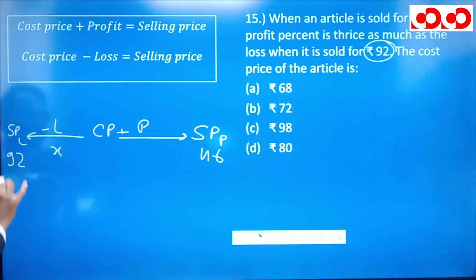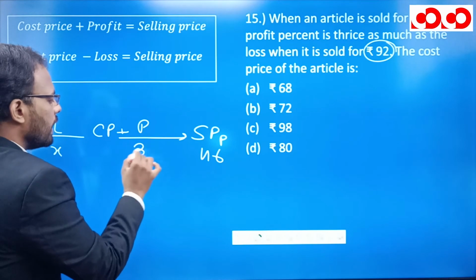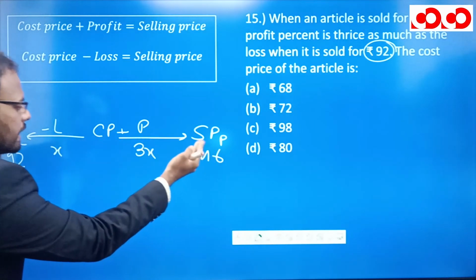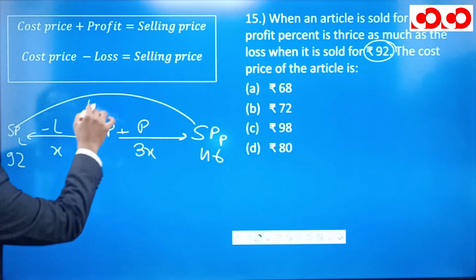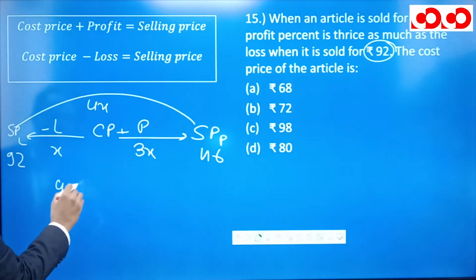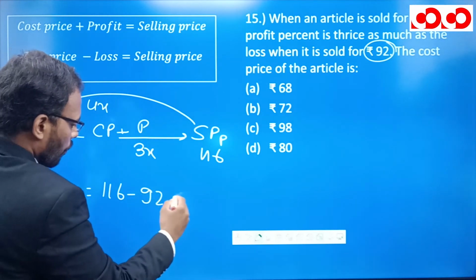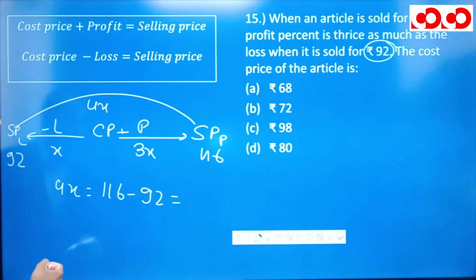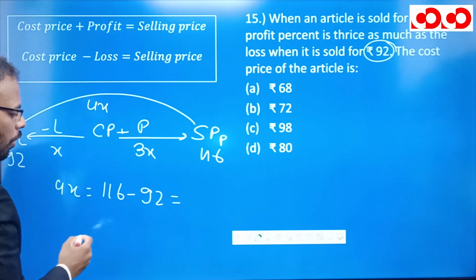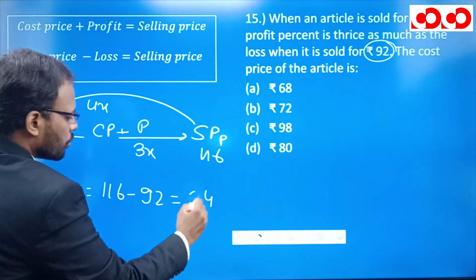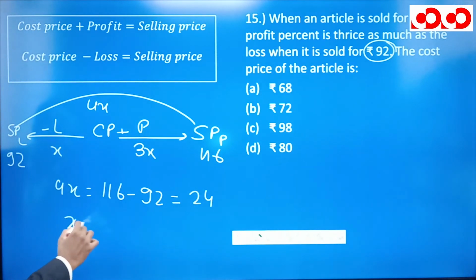Suppose the loss was X rupees, then the profit will be 3x. From the cost price you are subtracting X, and to the cost price you are adding 3x. So the difference between these two will be 4x, and this 4x is nothing but 116 minus 92, which comes out to be 24. So X is equal to 6.